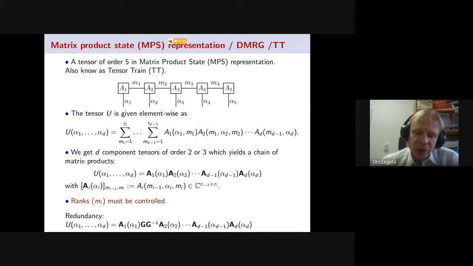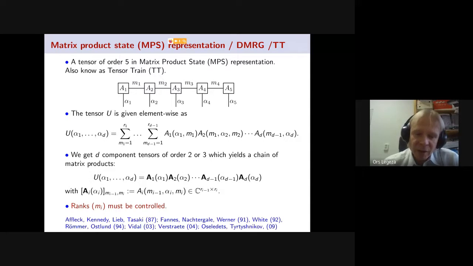It's also important to mention that we can introduce anywhere a G and a G minus 1 as inverse tensor, so that basically there's a redundancy in the representation that's also called gauge freedom, and there are some aspects about fixing the gauges. Now, the key idea is that we want to control the ranks, the MIs, so that we don't want to keep the original dimensions, and that's actually the heart of all these approximations.